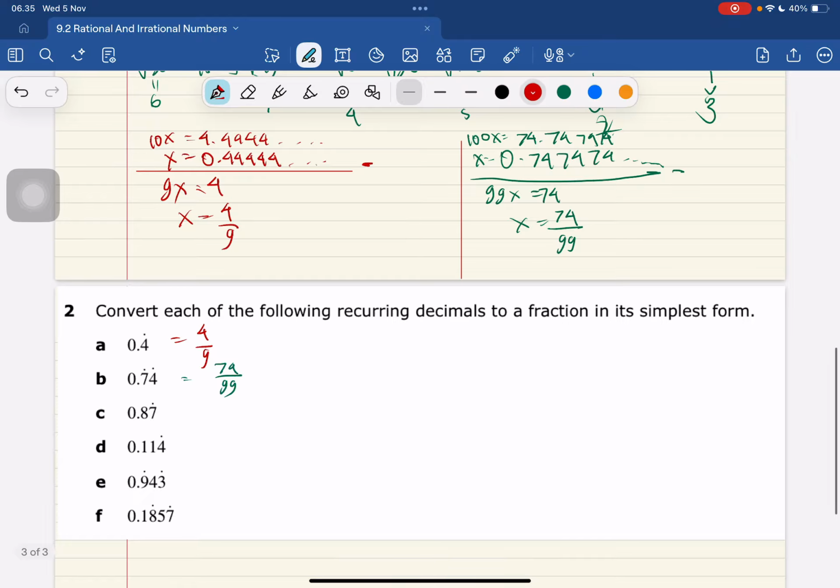Now look at the dot. The dot is only on the 7. So let me write it here: 0.87777777. There it is. So now we need to make the 0.8777777 disappear.